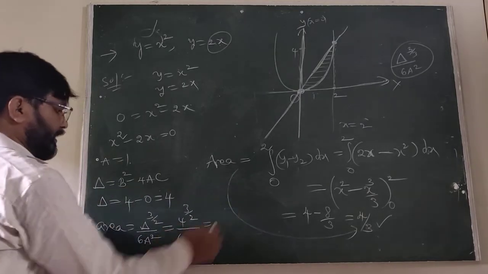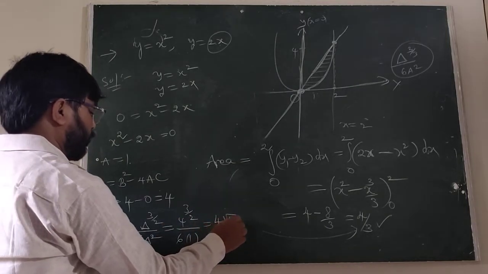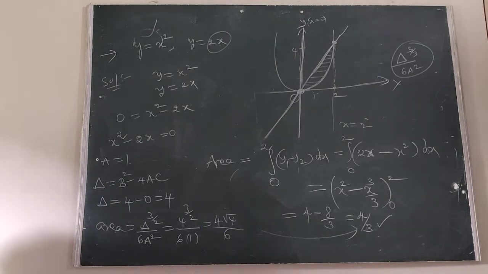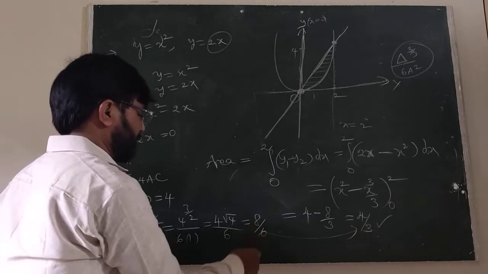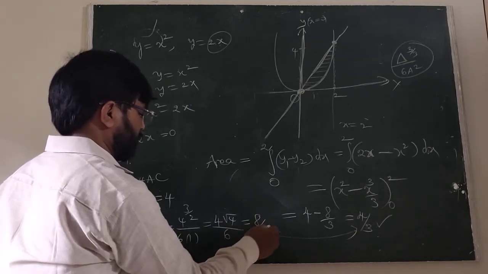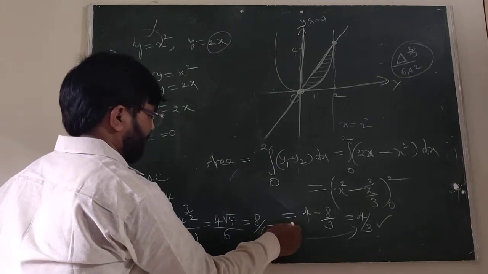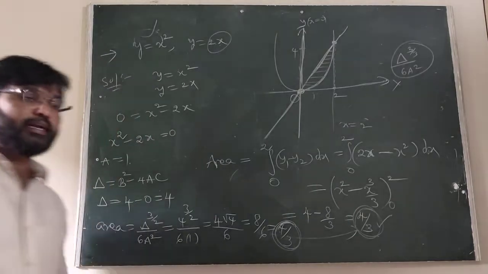Now how to write this one? 4 power 3 by 2 is 4 root 4 by 6. Now root 4 is 2, that is 8 by 6. We have to know that 2 4s are 8, 2 3s are 6, so it is 4 by 3. This is the answer. So we can apply it directly.